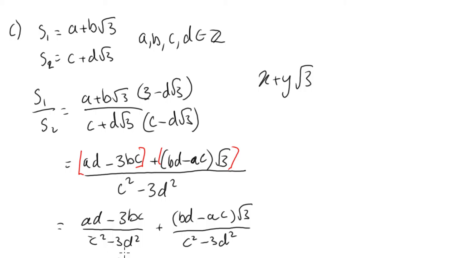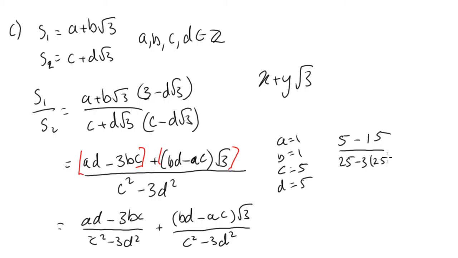Okay, so for example, let's say we take A to be 1, B is 1, C is 5, and D is 5. So this term here will turn out to be AD, which is 5, minus 3 lots of BC, which is 5 minus 15, I believe, yep. And that's going to be divided by C squared, 25, minus 3 lots of D squared, minus 3 times by 25.